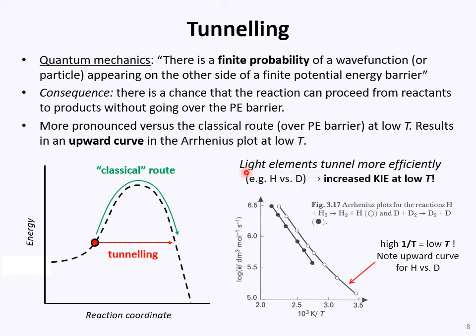The key point is that light elements will tunnel more efficiently. And because of this additional route, which is obviously lower energy and therefore easier, for hydrogen versus deuterium in this case you'd expect to see an increased rate for hydrogen, particularly at lower temperatures. Lower temperatures is this part of the graph, isn't it, because it's 1 over T. Okay, an increased rate at lower temperatures versus the kinetic isotope effect that you'd already expect to see anyway.